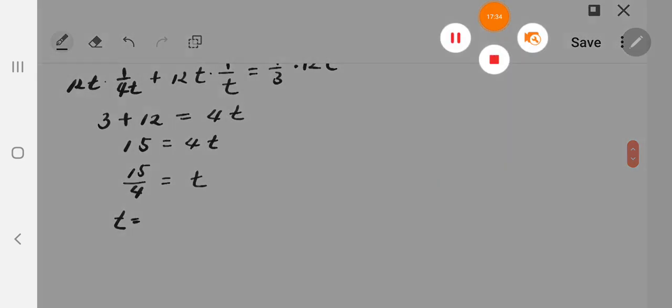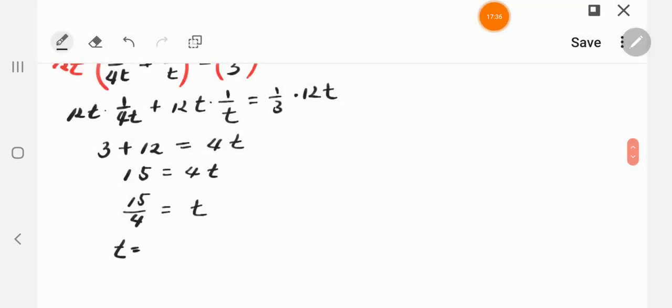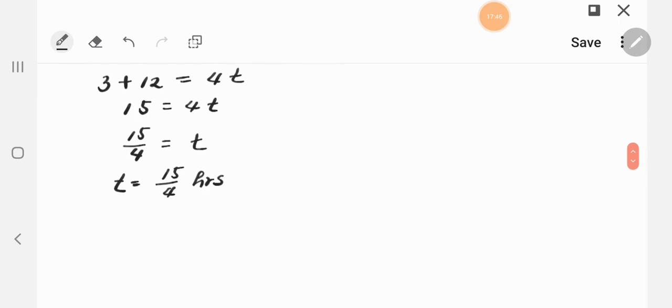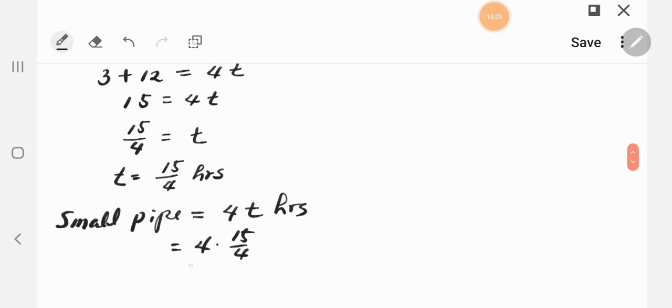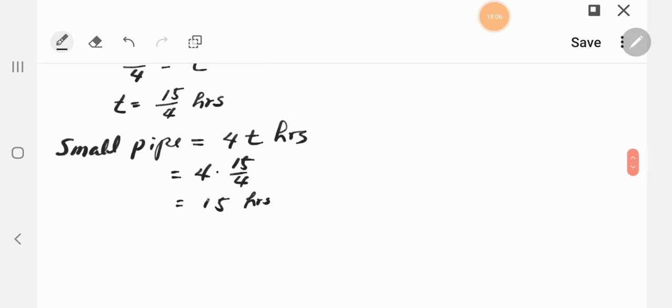All right, so if the larger pipe is opened alone, then it will take 15 over 4 hours. So what we are looking for is the small pipe. The small pipe takes 4 times as long, so 4 times 15 over 4 is 15 hours. If the smaller pipe works alone, then it takes 15 hours.